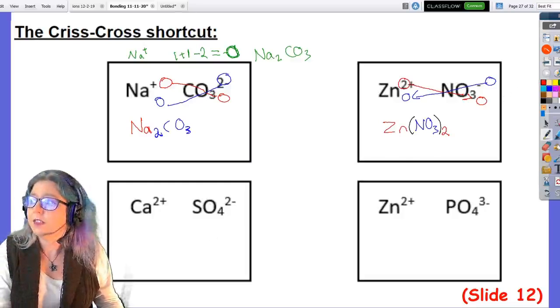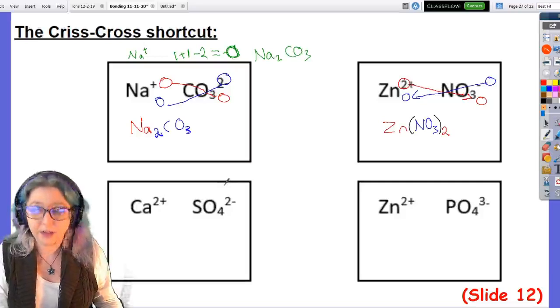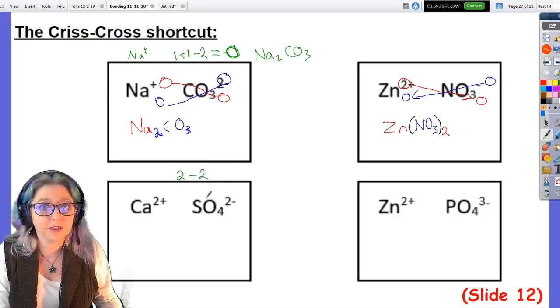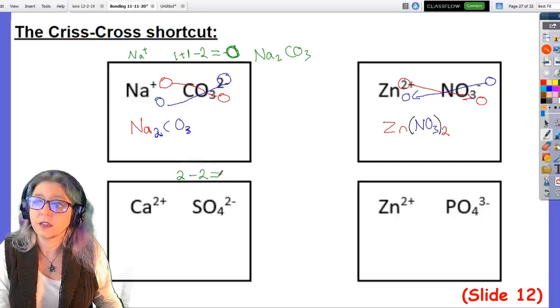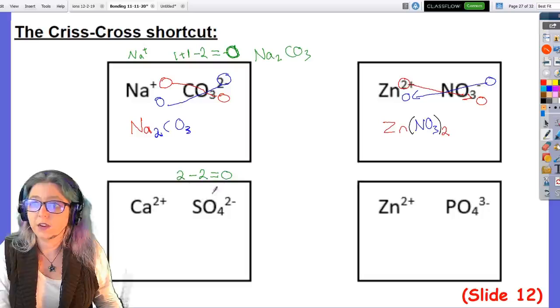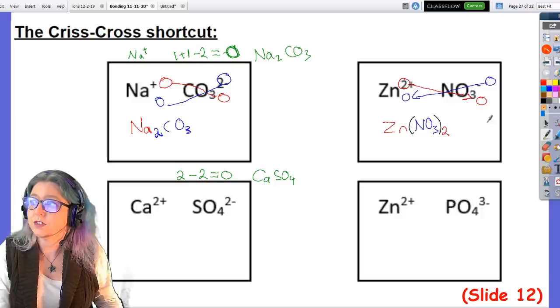So if I use math, which is always the correct way, criss-cross is a shortcut. If I use math, I can see that I have a positive 2 charge for my calcium and a negative 2 charge for my sulfate. So 2 minus 2 gives me an overall charge of 0. So I don't need to add any calciums or any sulfates in order to get to a 0 charge. I'm already balanced. So I only need one of each. So my correct formula is CaSO4.